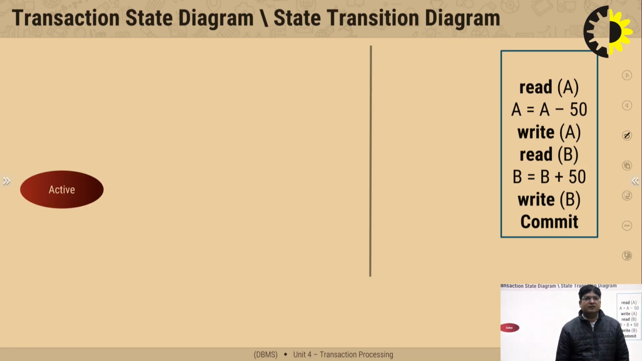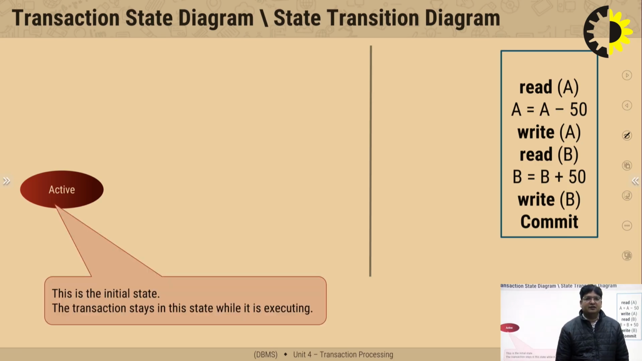Now, the first state is active state. As soon as the first line of the transaction starts, that is read A starts, we say the transaction is in active state. So, active state is the initial state in which the transaction remains till it completes the execution. Till write B, it will be in active state. So, active state will start from here and will end at write B. So, the active state is the working state.